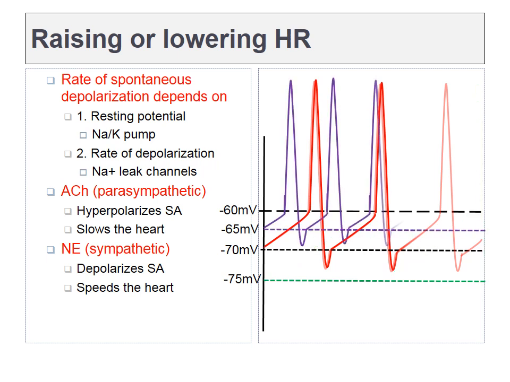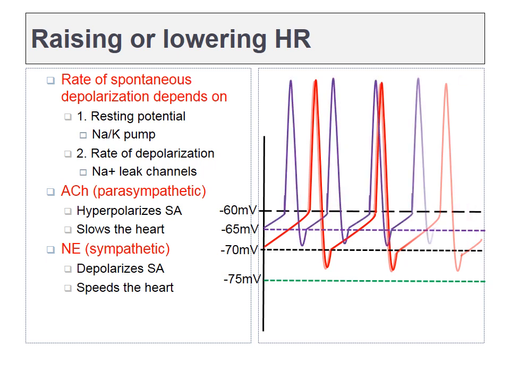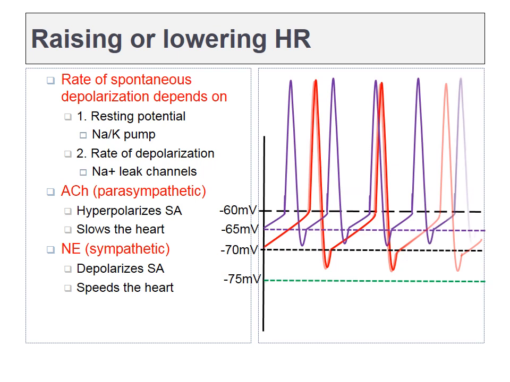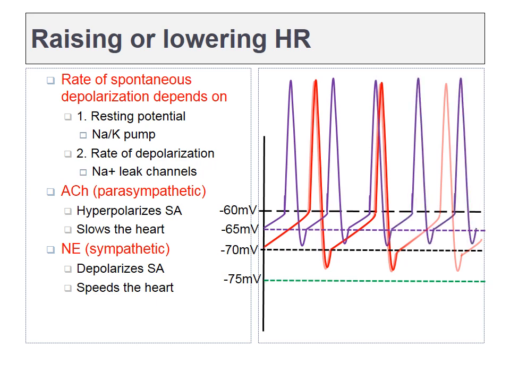Now maybe you might be able to guess how the sympathetic nervous system works. Norepinephrine will depolarize the SA nodal cells. It doesn't bring it to threshold, it just brings it closer to threshold. And because the SA node is still spontaneously depolarizing at the same rate, it'll now reach threshold more rapidly and fire higher frequency of action potentials, and our heart rate is accelerated.